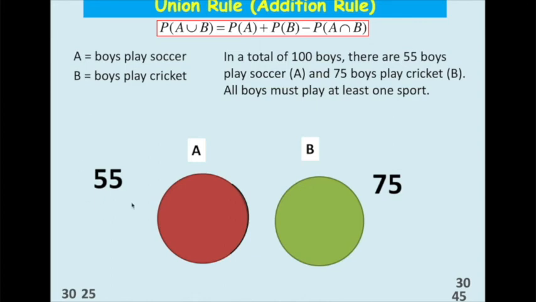So again, there are 55 boys in set A and 75 boys in set B, and we want to combine these two, knowing also there are 30 boys who play both sports. So again, we want to combine set A and set B.